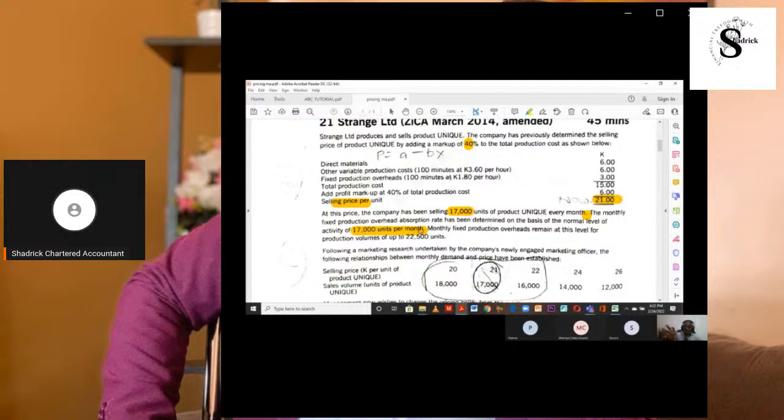So those costs you are seeing there, the variable cost, fixed cost, production overheads, they are absorbed on 17,000 units. You must understand that if there was a change, something may also change. The cost may change.